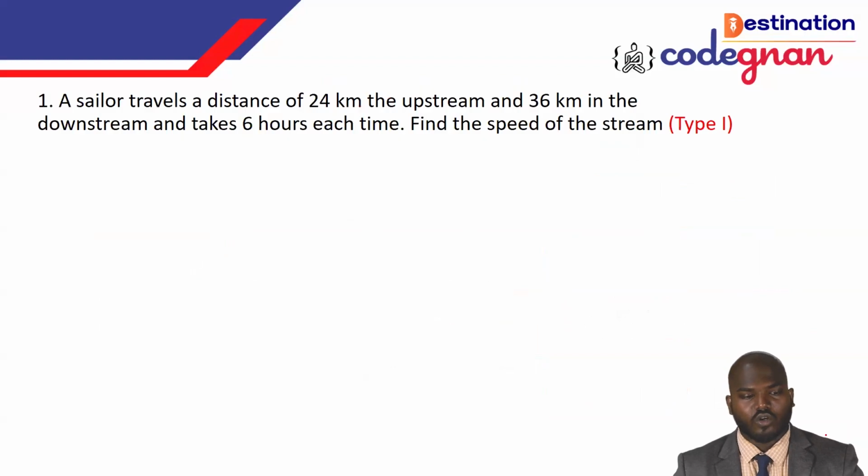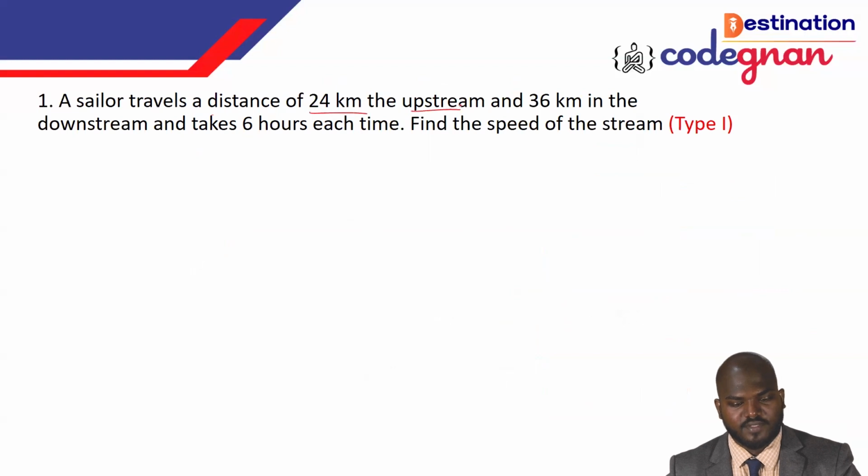Okay, so we just want to dive into the questions here. It's a very easy topic, but guys, you must understand the topic very well. So a sailor travels a distance of 24 kilometer upstream and 36 kilometer downstream, taking 6 hours each time. Find the speed of the stream.